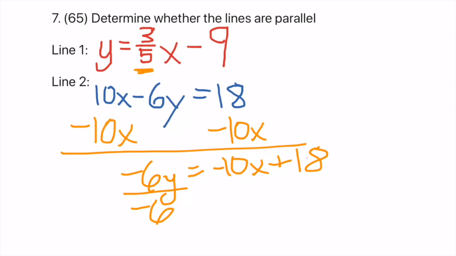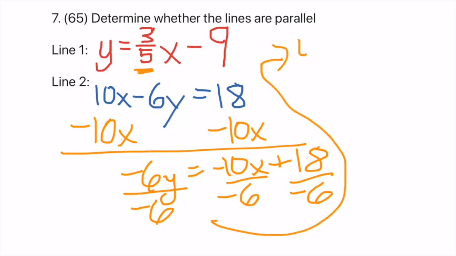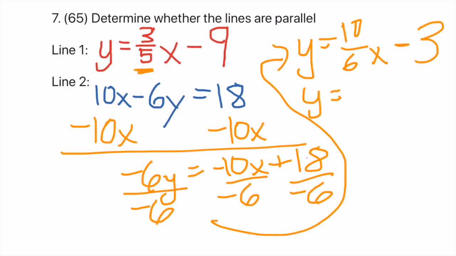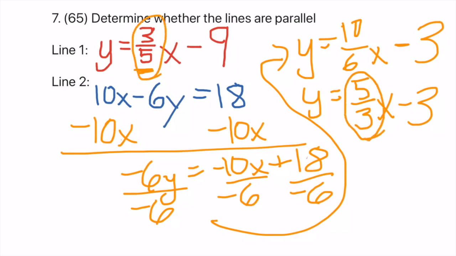Then I divide everything by -6. And so we get, I'm going to write the final answer up here, y equals 10/6x minus 3, because 18/6 would be a -3. The 10/6 we can reduce. We can divide both of those by 2 and get 5/3 x minus 3. So here's the slope of our second line, and here's the slope of our first. They are not identical, so therefore, no, they are not parallel.